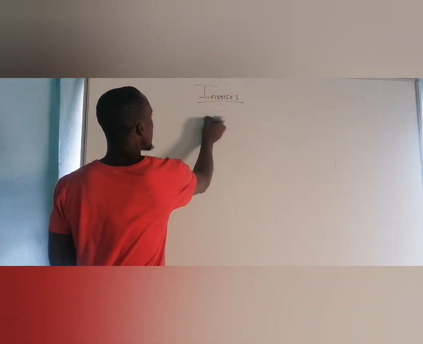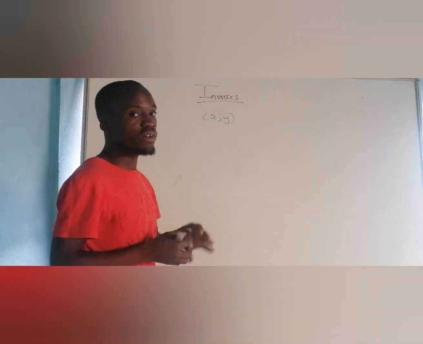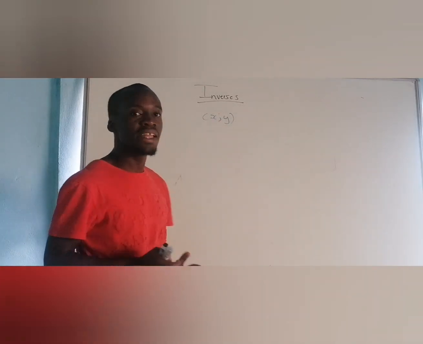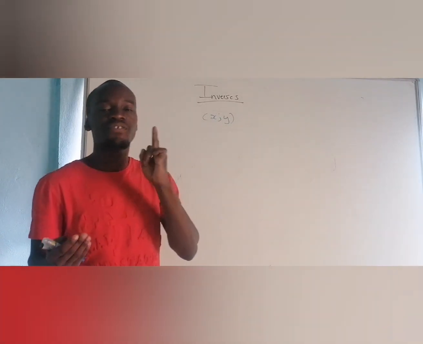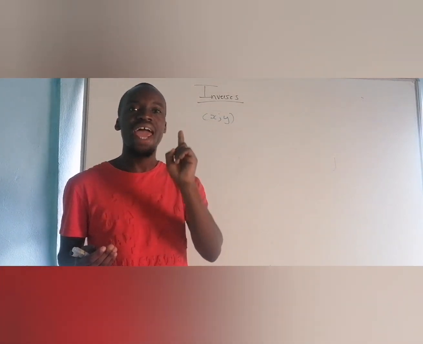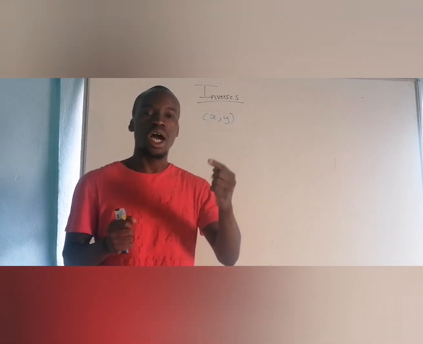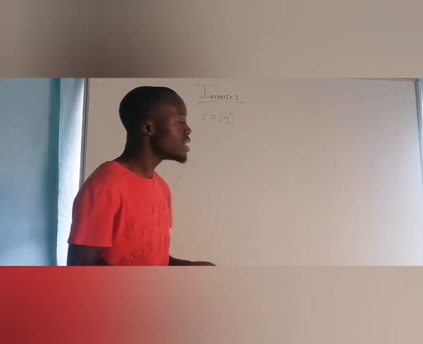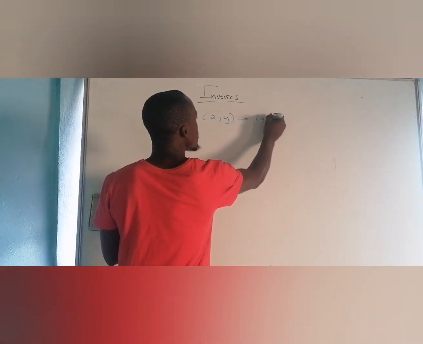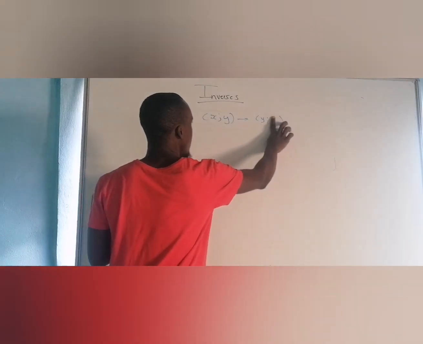For example, I am given x is to y. Then they ask me to write the inverse of that point. Remember, the first thing you have to do in order to write an inverse of a point or of a graph is swap every x and y coordinate with each other. Meaning that where there's y, you put x, where there's x, you put y. So since I have this point here, the inverse of this point will be y is to x. So that's the inverse.